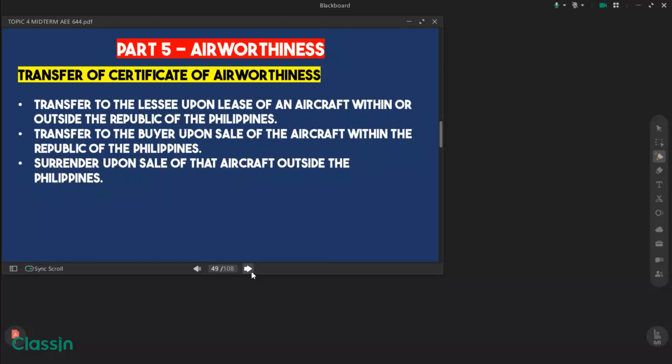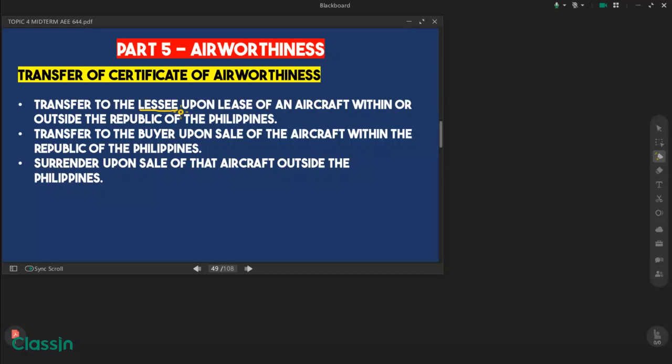Okay, so let's talk about this transfer of C of A. So number one, transfer to the leasee upon lease of an aircraft within or outside the Republic of the Philippines. So we have this term leasee. Always remember, sabi ko nga, ang aircraft natin can be bought and sold and also be leased. Ibig sabihin, pwede po natin siyang i-rent or i-parent ng long term. So, we have 5, 10, or 20 years.